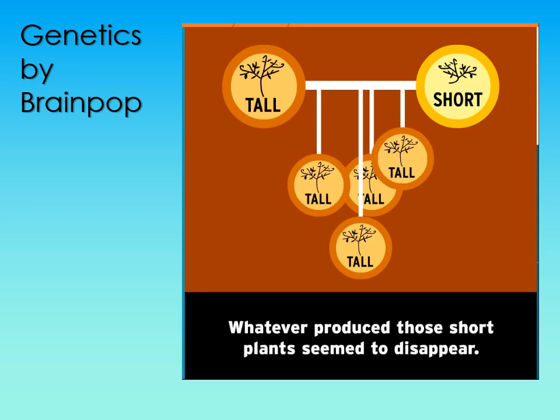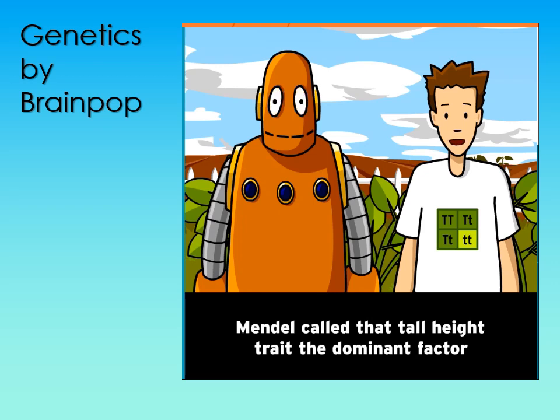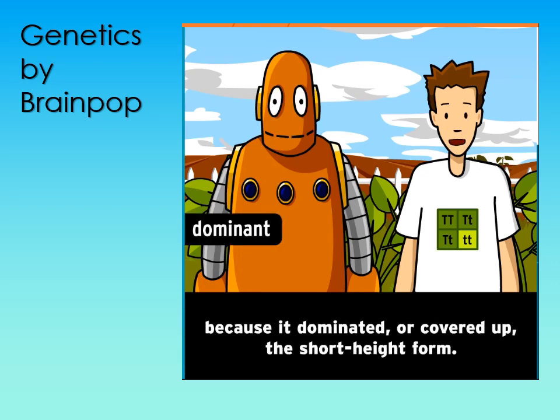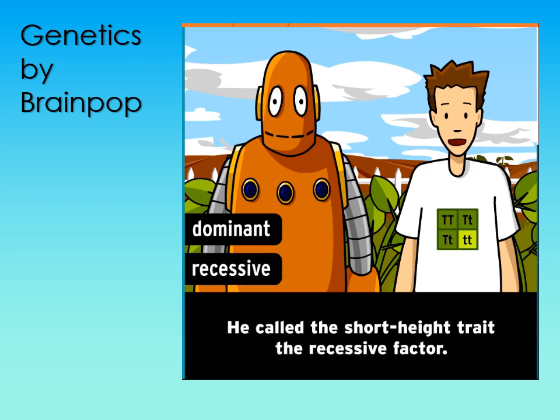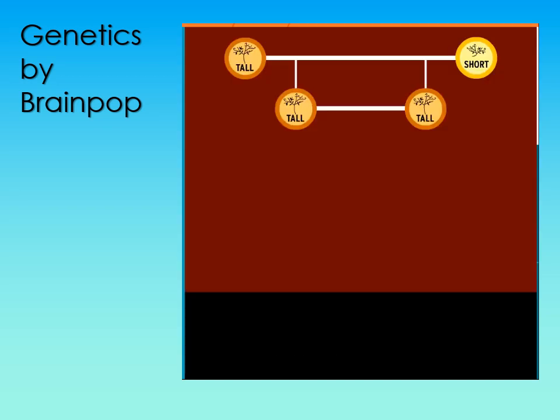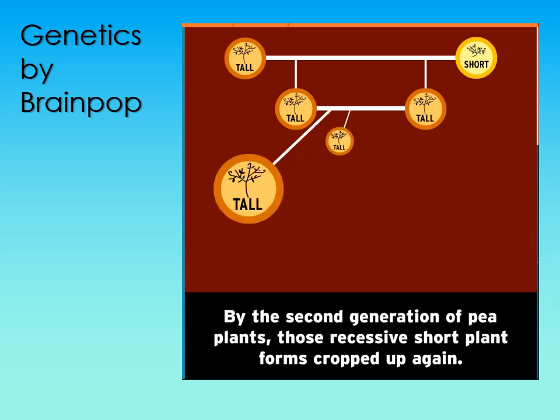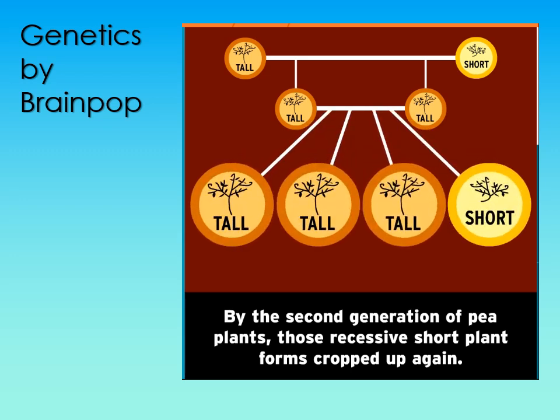Whatever produced these short plants seemed to disappear. Mendel called that tall height trait the dominant factor because it dominated or covered up the short height form. He called the short height trait the recessive factor. By the second generation of pea plants, those recessive short plant forms cropped up again.